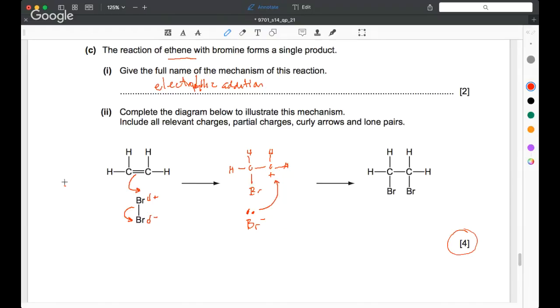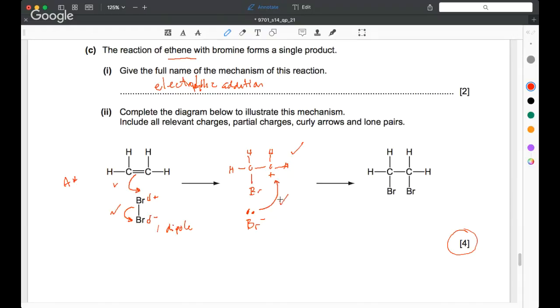And so the examiner has given you 4 marks for getting this mechanism right. And again, this is the kind of thing that marks you out as an A-star student. You've got to get 1 mark for that induced dipole in the bromine molecule, and 1 mark for these curly arrows with the double-headed arrow here. And then as you move here, you've got to show the intermediate with the positive sign there, and you've got to show the curly arrow moving from the lone pair of electrons on the bromine atom, forming a new bond between the bromine atom and the carbon atom.